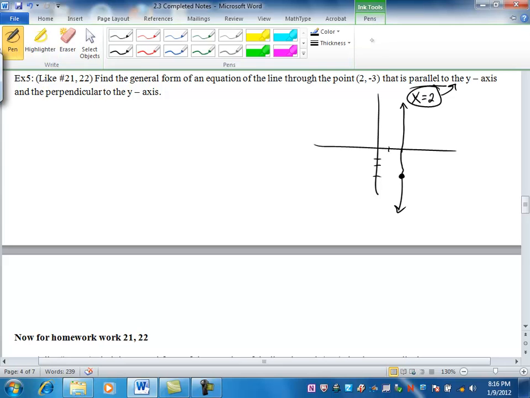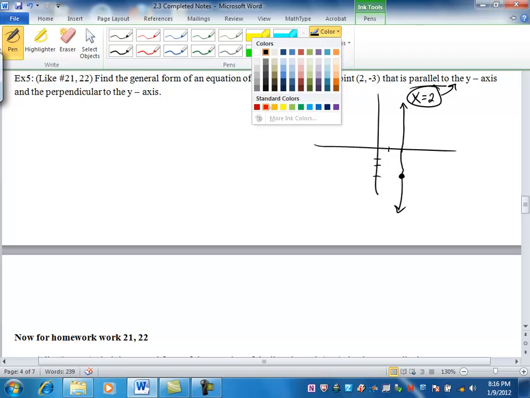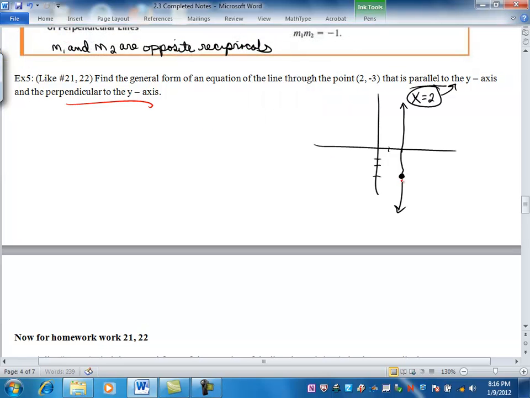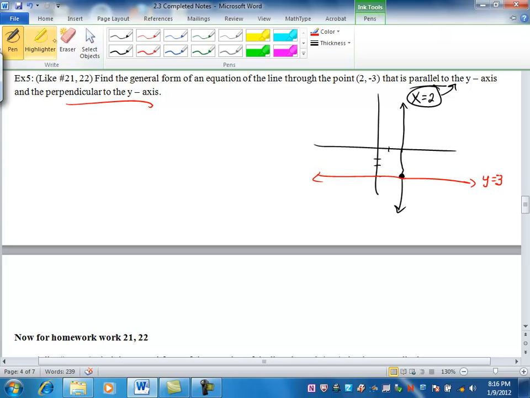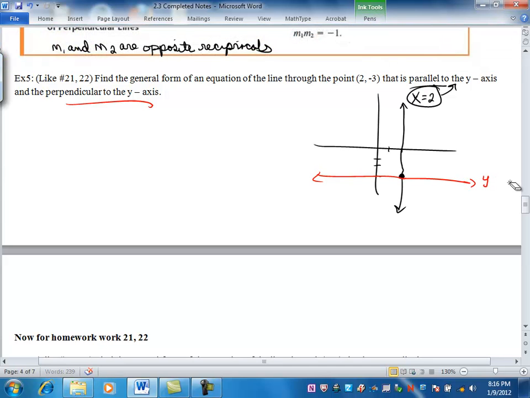And then a line that's perpendicular, I'll put the perpendicular in red. If it's perpendicular to the y-axis, we're looking at something like this. And of course, all horizontal lines have an equation in the form y equals the y coordinate, so that would be y equals -3, and that may be a little difficult to see. Let me rewrite that.